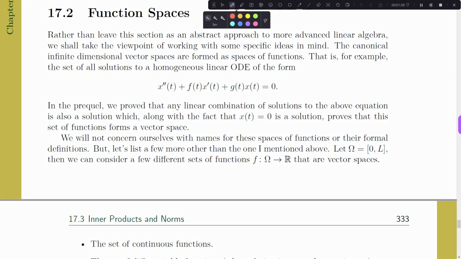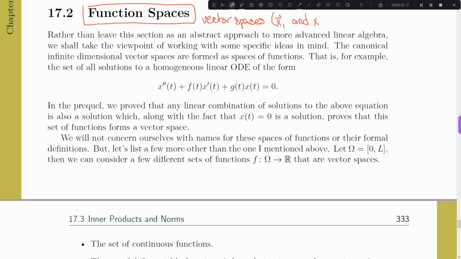What are function spaces? Function spaces are vector spaces, and I don't think you really got too much into the exact definition of what it means to be a vector space, but a vector space just means that if I take two vectors, x1 and x2, these are just objects that we call vectors. Okay, so we give these the name vectors.